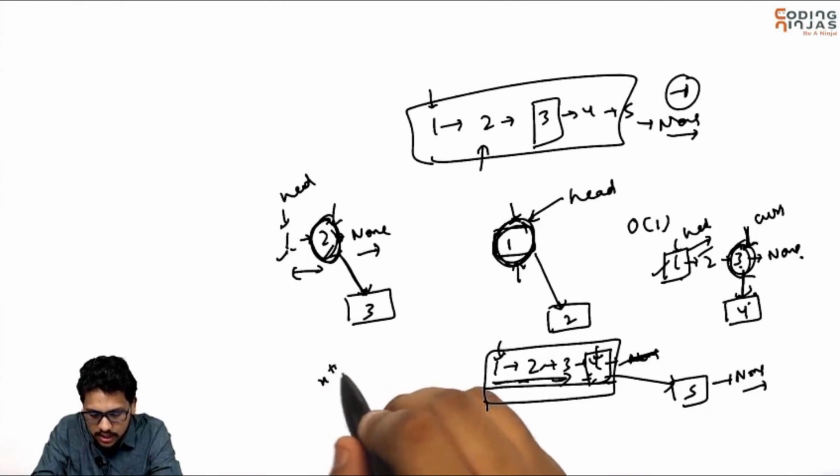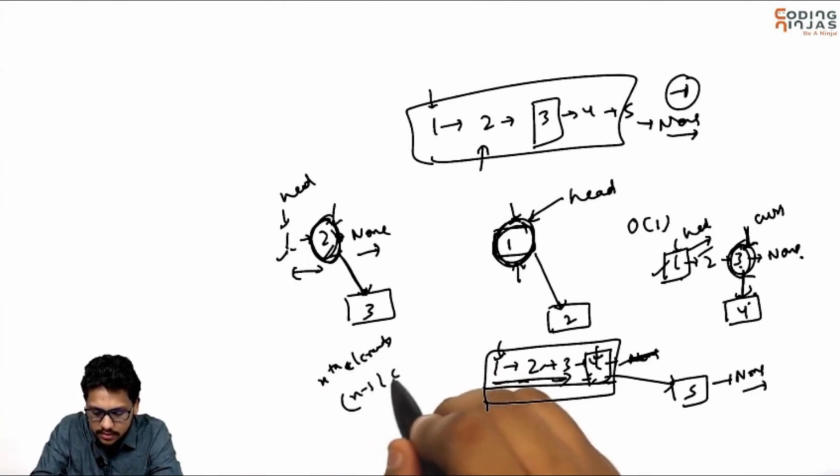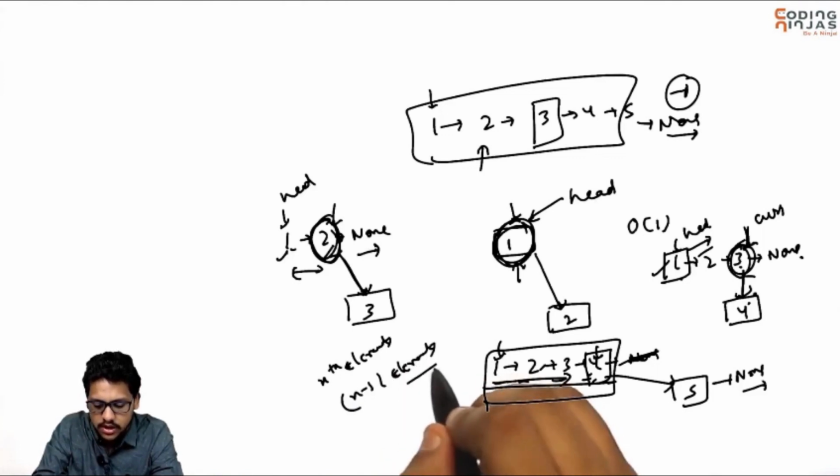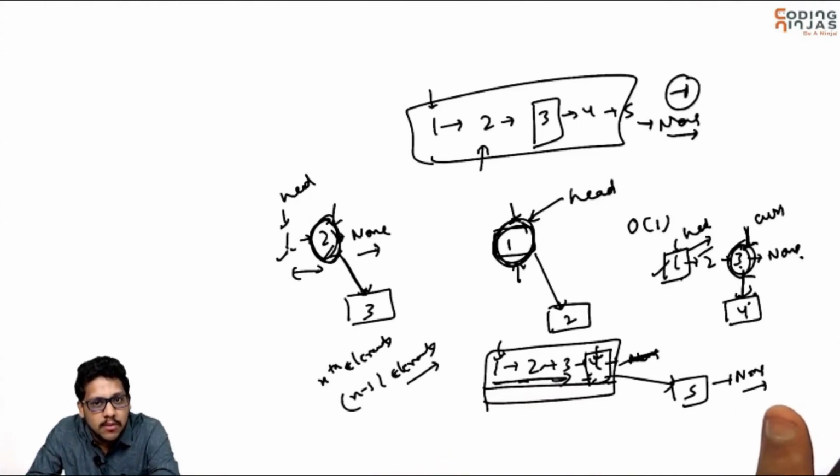So when the nth element comes, you will traverse for n minus 1 elements. Okay, so how can we calculate the time complexity?